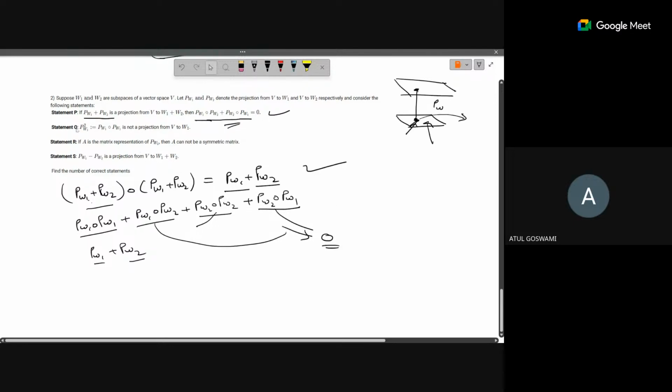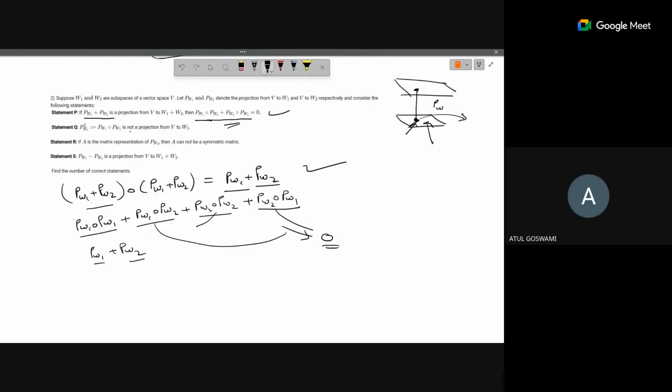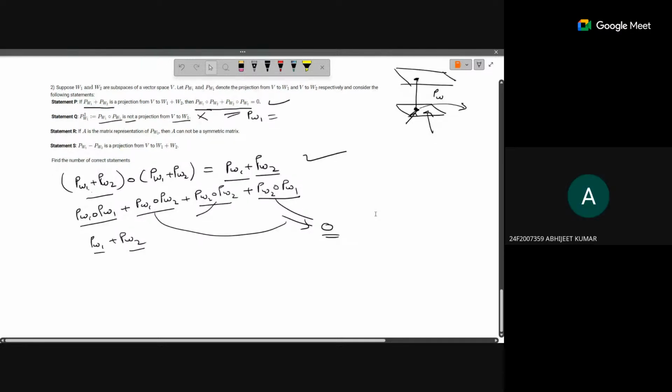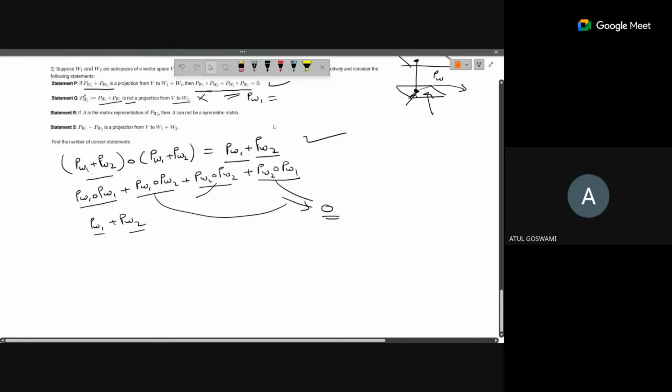And second statement, p square is equal to this p, not a projection from v to w, but v to w1 is a projection which is pw1, right? So this is equal to pw1. That means this option is wrong because it is saying not a projection. Any doubt in the question? Yes, it's clear, sir.